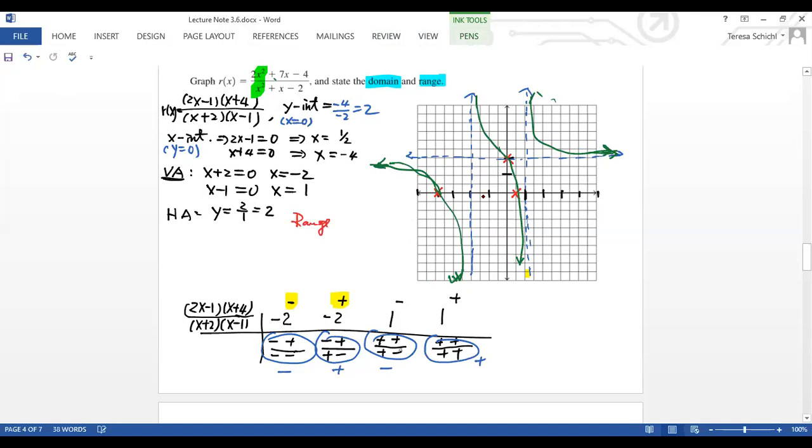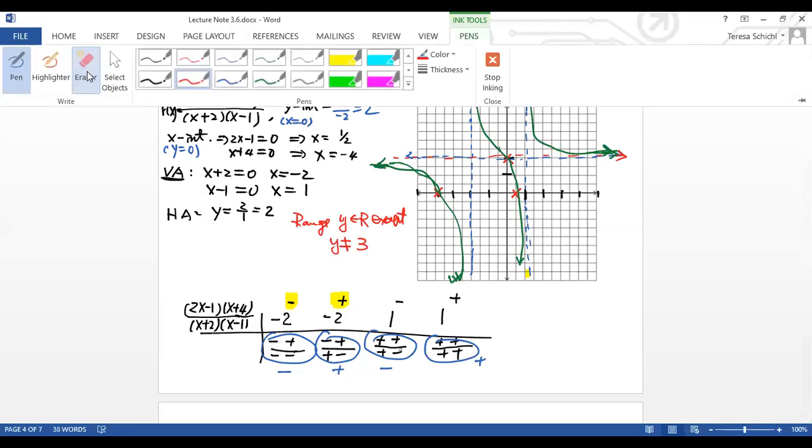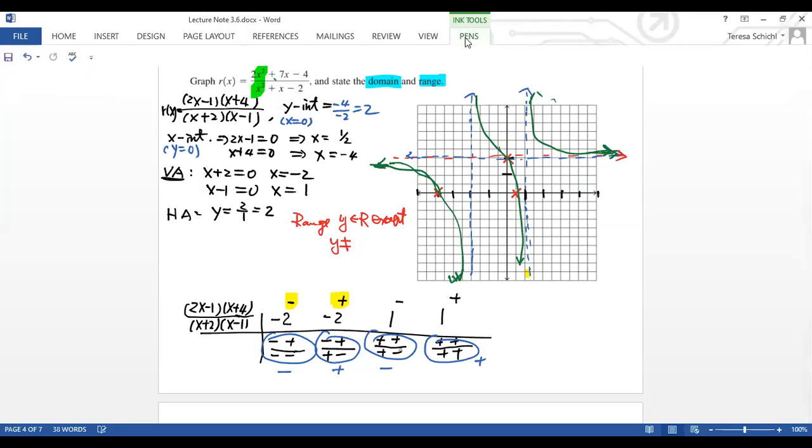So the range is from negative infinity to positive infinity, except what? Except this number, this asymptote here, the horizontal asymptote. It will never be that number, right? So the range will be what? y is in the real numbers, except y is not equal to what? Not equal to 3, correct? So the horizontal asymptote is 2, I'm sorry, the horizontal asymptote is 2, so y is not equal to 2 here.